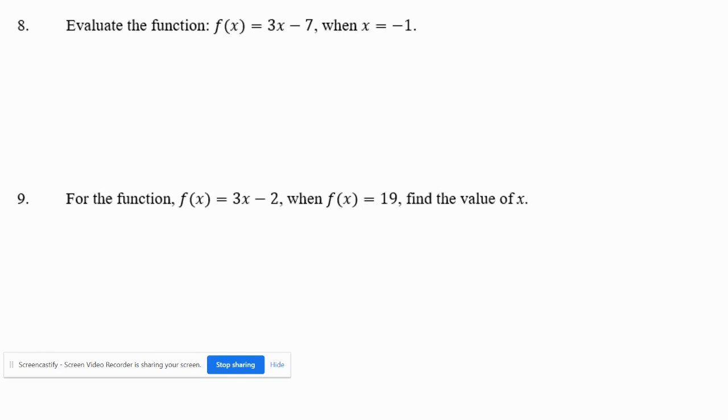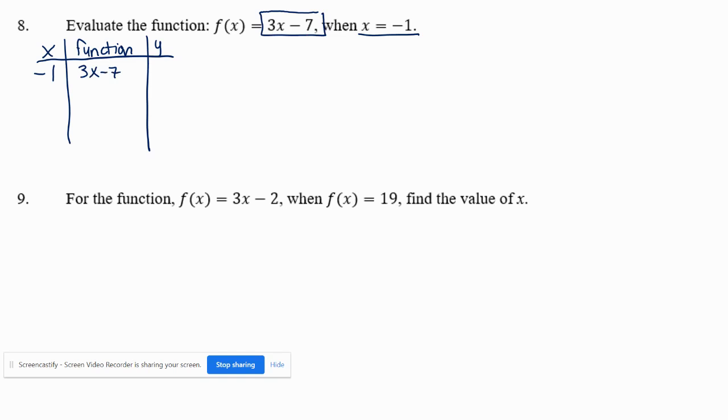All right, number 8 says evaluate the function f of x equals 3x minus 7 when x is equal to negative 1. So just to recap what we did in class a while back, we had x, which was our input. We would plug it into the function, and what would come out is y. Okay. They're telling you x is -1, so that's what they want you to plug in. This is the function that they want you to plug it into, and they want you to figure out what that y is.